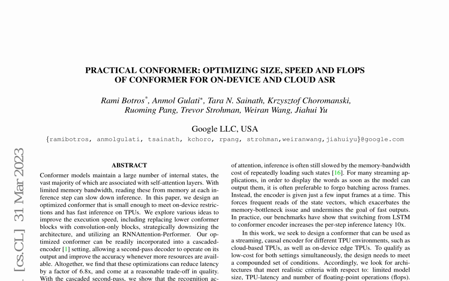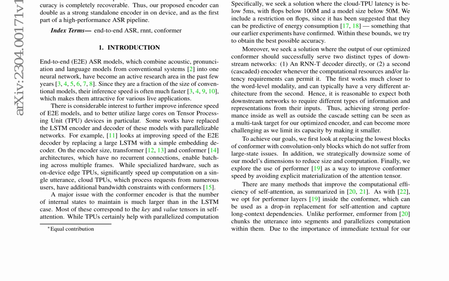This model is designed to effectively work with two distinct types of downstream networks, an RNNT decoder and a second cascaded encoder. To achieve these objectives, the authors employ various strategies such as replacing the lowest blocks of conformer with convolution-only blocks, strategically downsizing model dimensions, and utilizing performer layers to improve conformer speed. These optimizations aim to reduce latency by a factor of 6.8x and meet the constraints of a model size below 50M and FLOPs below 100M.